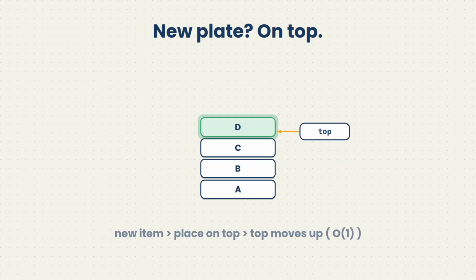Pushing adds an item to the top of the stack. The new item sits above everything already there, and the top marker moves up to point at it. Because you are always working at the same end, there is no shifting and no searching. Pushing is constant time, O of 1.